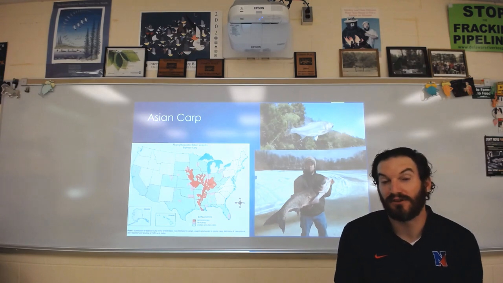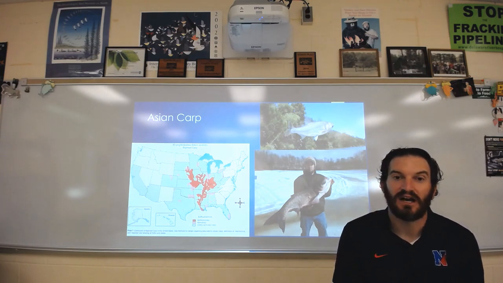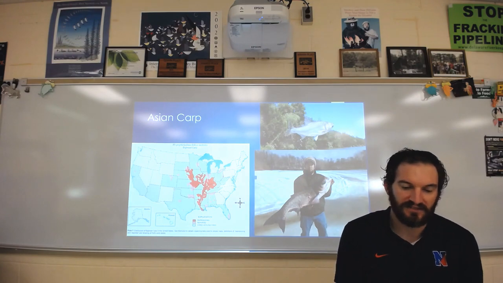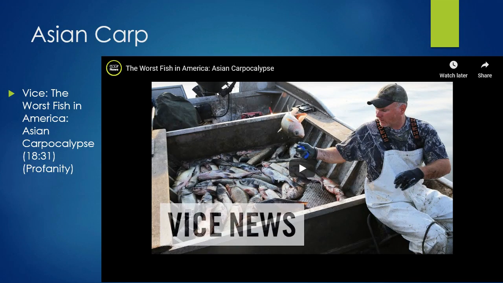We believe some of them might have already gotten into the Great Lakes, and they can destroy the Great Lakes ecosystem because of the way they eat so much food and reproduce so rapidly with no predator. The next slide here has a video, again by Vice, talking all about the Asian carp and why they're so detrimental and the different ways in which people control them.